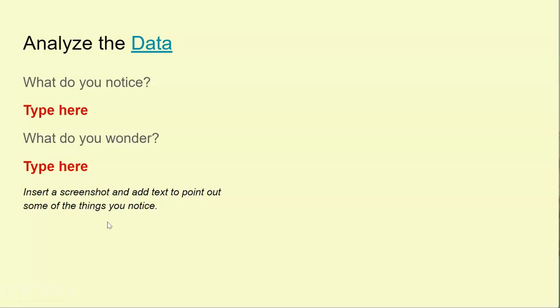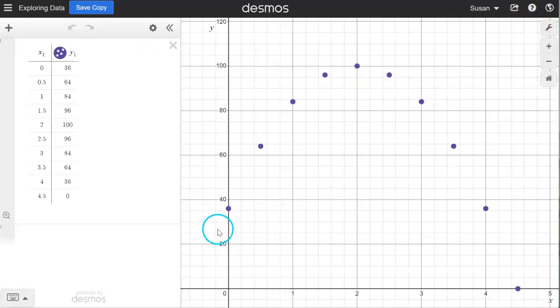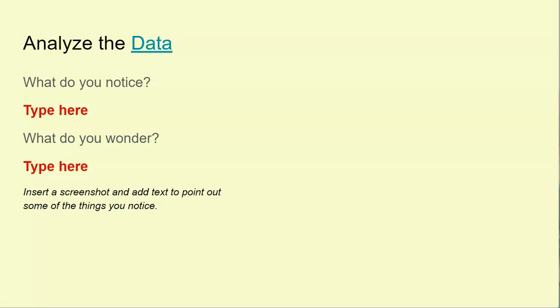All right, the next thing they're going to do is analyze some data. So they're going to click on this link, and it's going to take them to a Desmos graph, and they have the data here in a table and in a graph, and they need to describe some things they're noticing. So they may notice some patterns in these numbers over here. They may notice them here. If they want to click on the graph, they can actually see the patterns. So they should just say a few things about what they're seeing, and they should type that here.